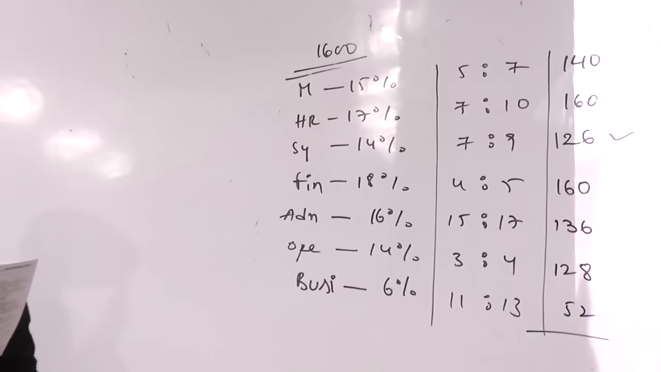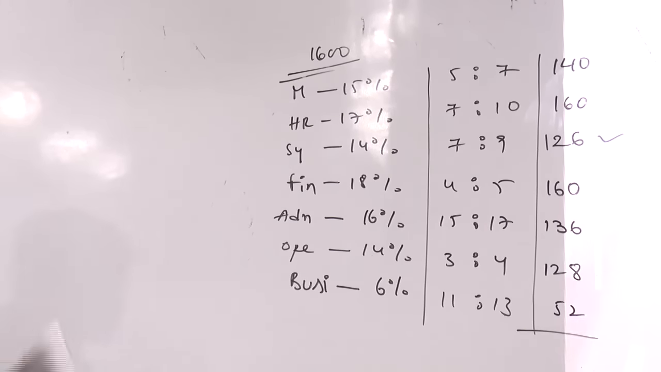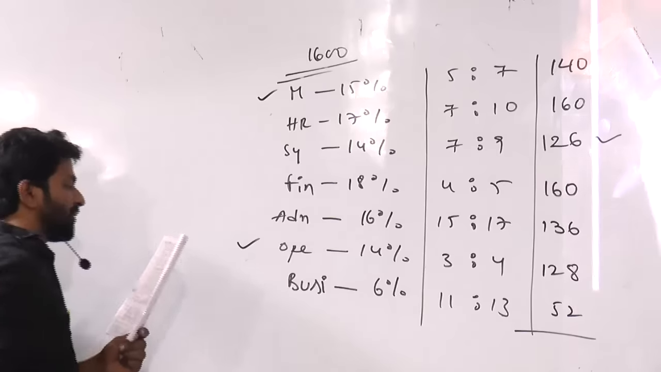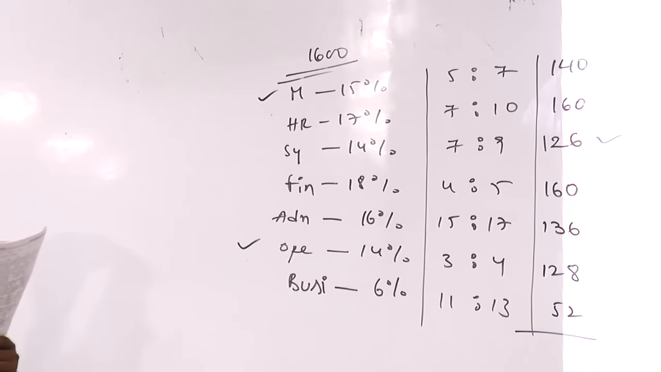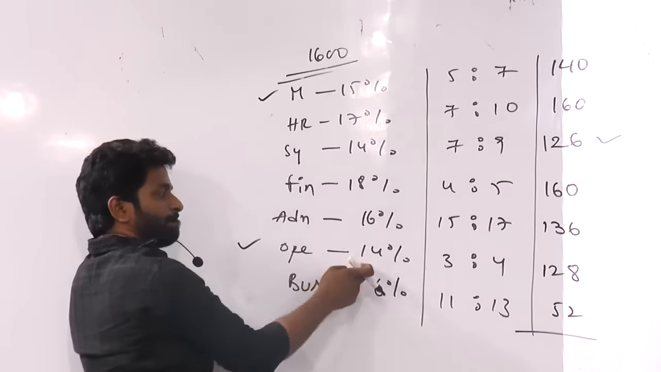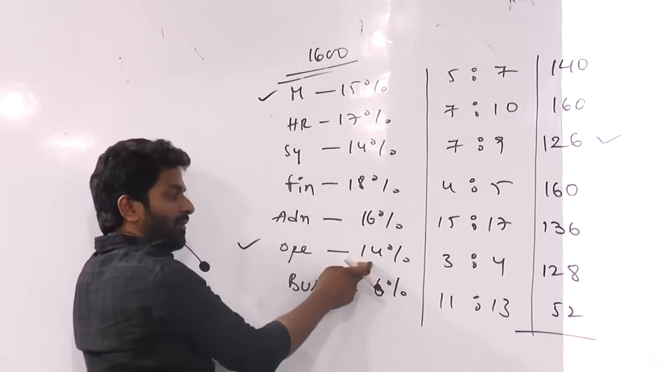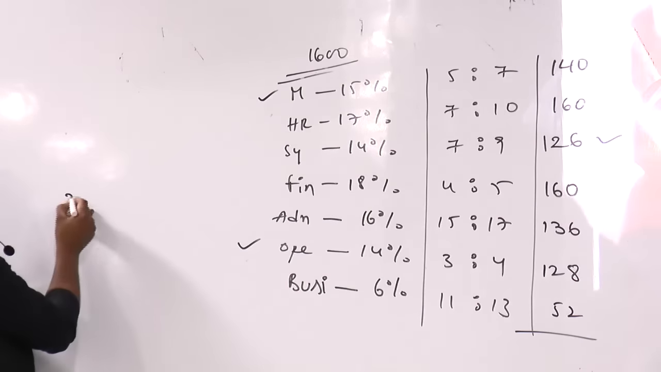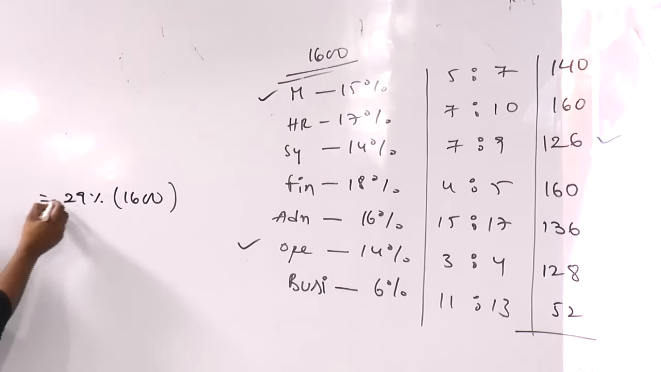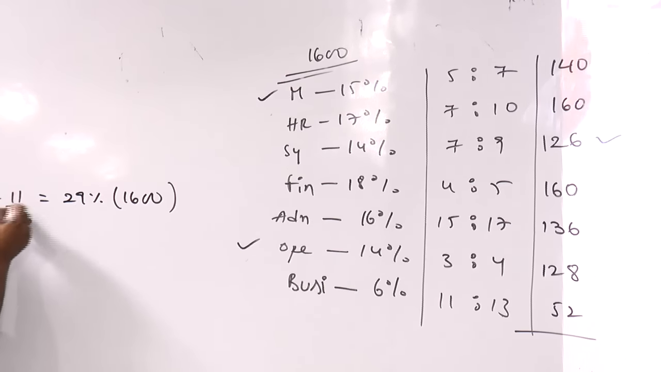Number of students passed in first class from marketing and operations together. Marketing and operations together is what percent of the number of students passed in second class from these two specializations together, right? So total what percent we have? 29% of 1600 candidates have passed in first and then second division.